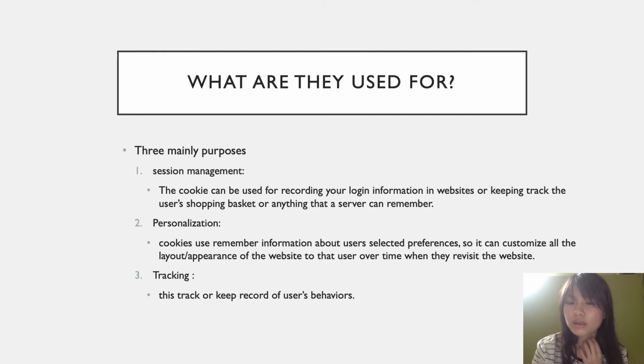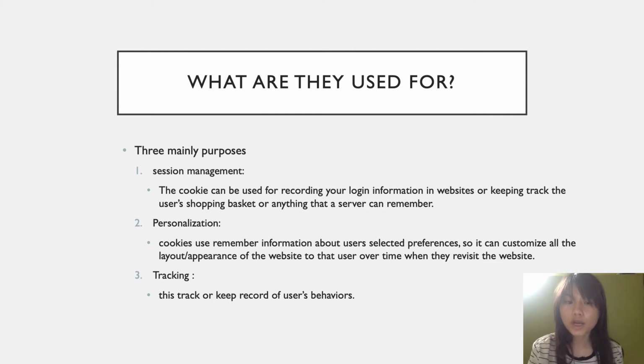The second one is personalization. The cookie can be used to remember information about users, so it can show relevant content to users over time when they revisit the website. It can customize the layout or the appearance of the page that you previously visited. Most websites use cookies to personalize based on user preferences. For example, Google search used to use cookies to track your search preferences, like how many search results you want to see per page.